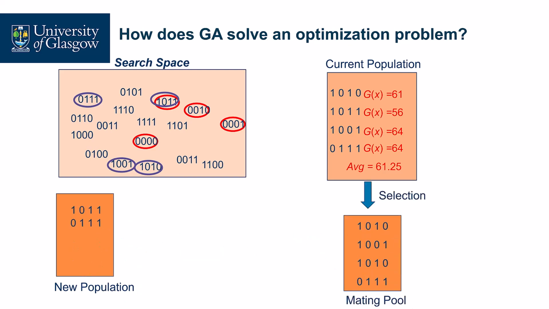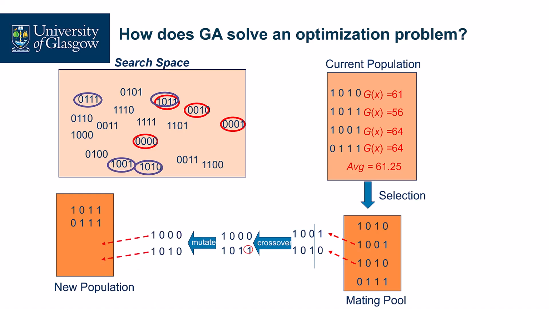Then we do another selection. This time we select these two, and we randomly find a place to do crossover. This time we cross over here, and we see the exchange of the last digit. Randomly find a place to change from 1 to 0. We generate another two solutions. So we can see a new population is generated. Let's see where they are. Here, here, here, here, right?